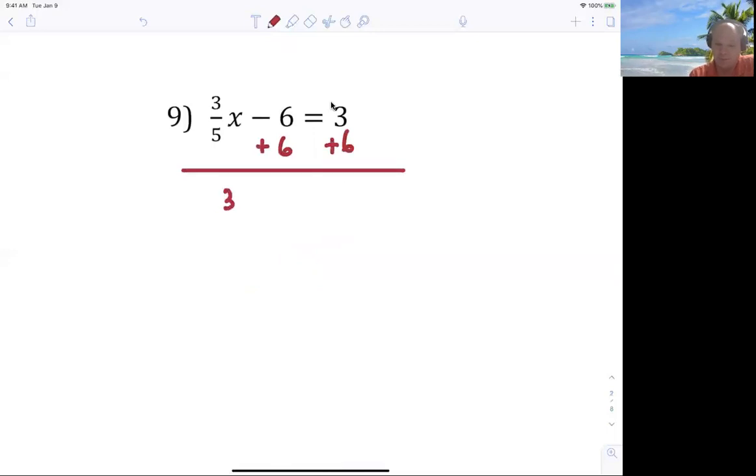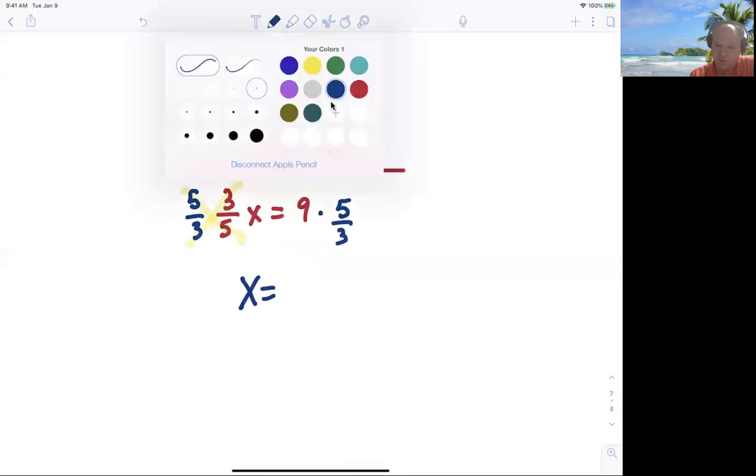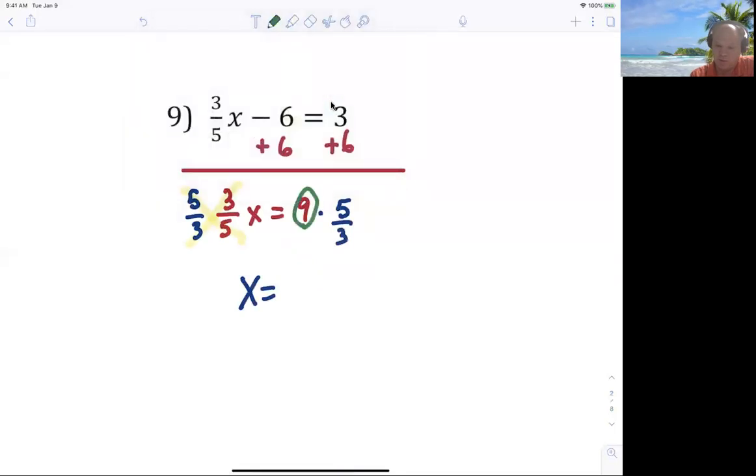Now we have 3/5 x equals 9. Now we're going to multiply by the reciprocal. And those guys cancel. X equals, divide first. So we do 9 divided by 3, which is 3. Then 3 times 5, which is 15. So x is equal to 15.